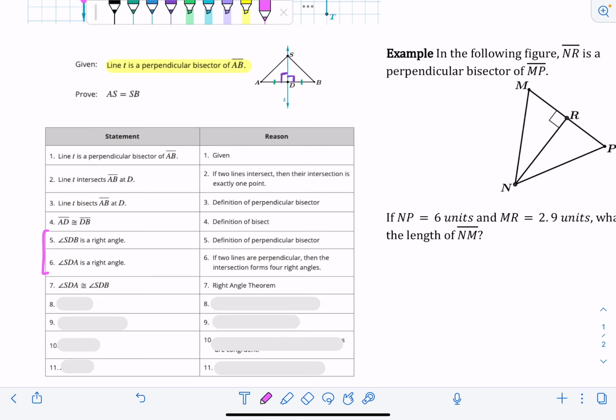Okay, so that side that's in pink now, that's the third side of each, I keep saying third side. That's the second side of each triangle.